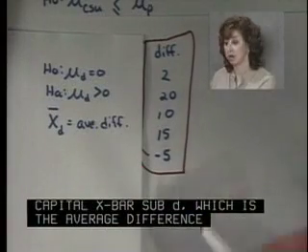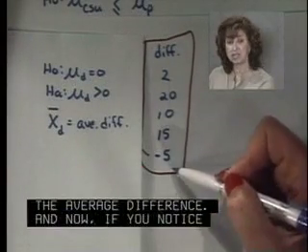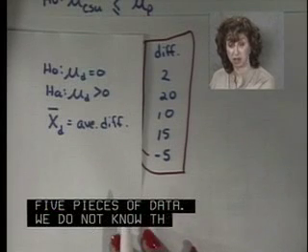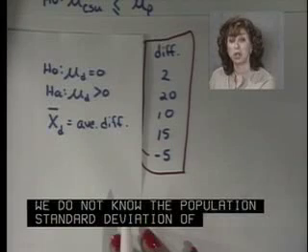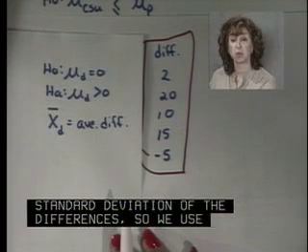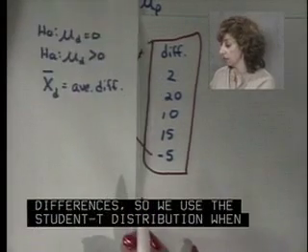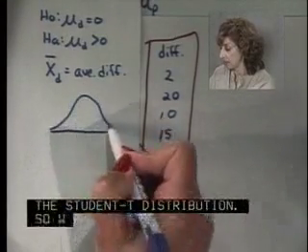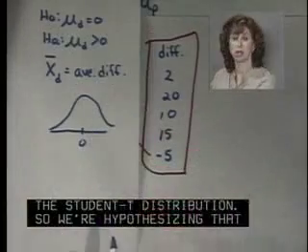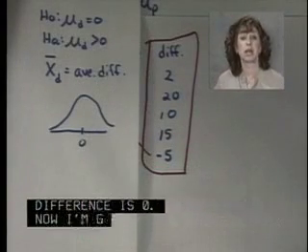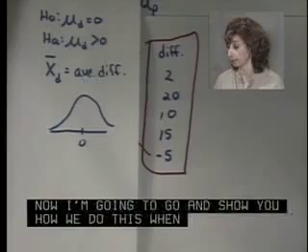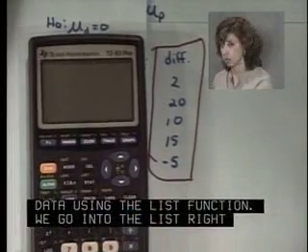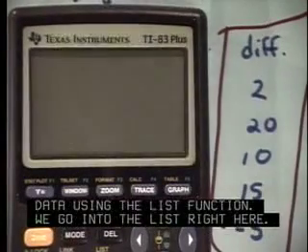And now, if you notice, we have 5 pieces of data. We do not know the population standard deviation of the differences, so we use the student t distribution when we're dealing with paired data. So we're hypothesizing that the difference is 0. Now I'm going to show you how we do this when we enter the data using the list function. We go into the list right here, and we have our data.